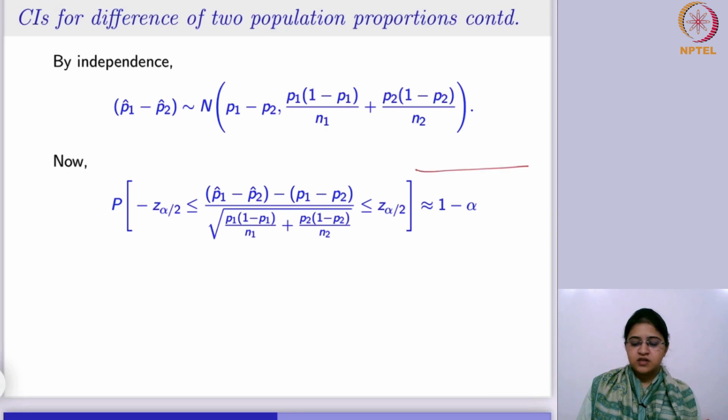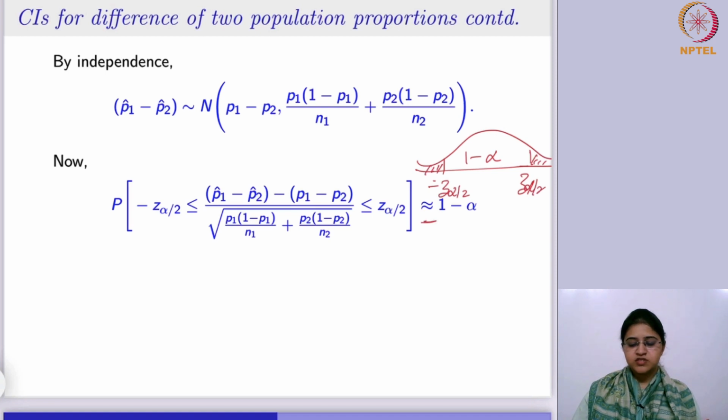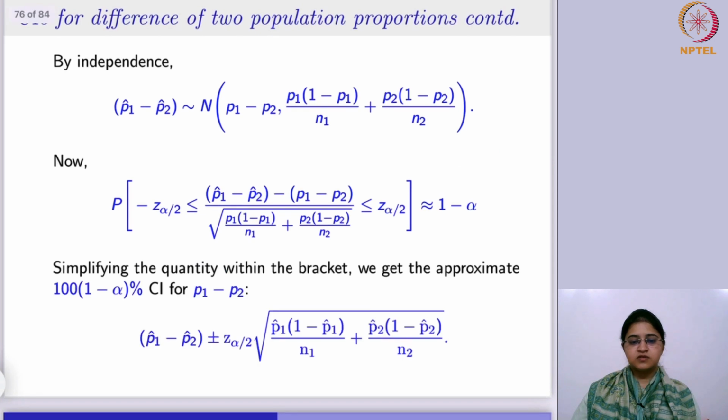It would be somewhere here, minus z alpha by 2, and z alpha by 2. So this is some shaded portion, and in between you have 1 minus alpha. We are using this approximation over here. If you simplify this, what you get is this result, right? Because this quantity in the denominator would get multiplied on both the ends, and you have to solve for P1 minus P2, so ultimately you will get this result.